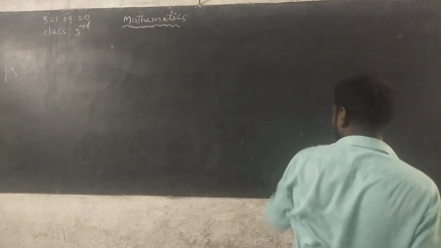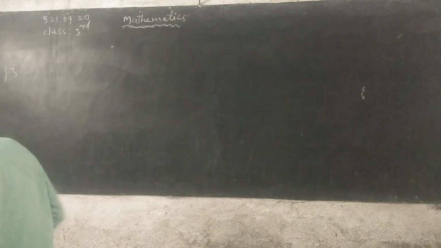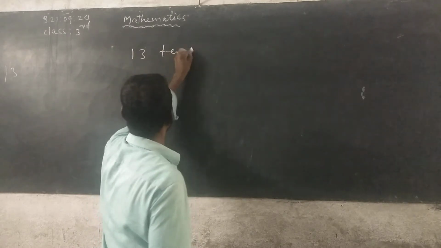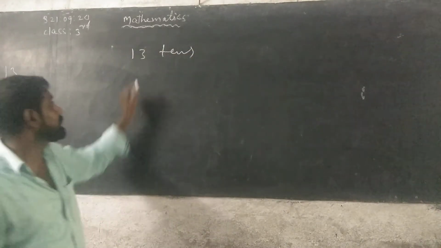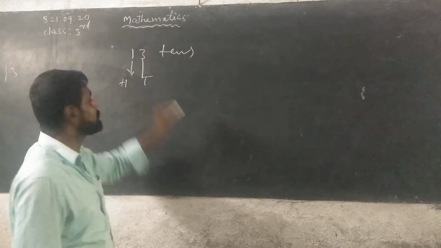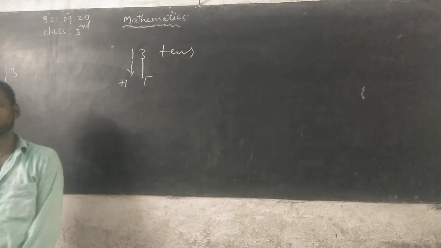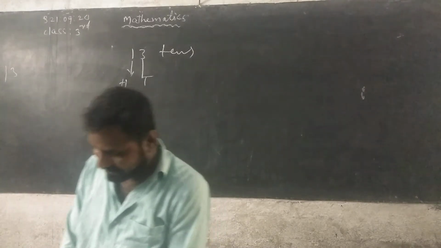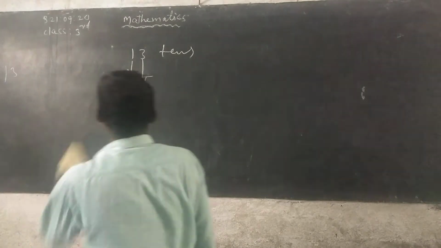See, I can say one shortcut method. One shortcut method is there. See here, 13 tens. 13 tens means 3 is in 10's place and 1 is in 100's place. Did you understand? So 100 and 3 tens. Next, page number 35, everybody.